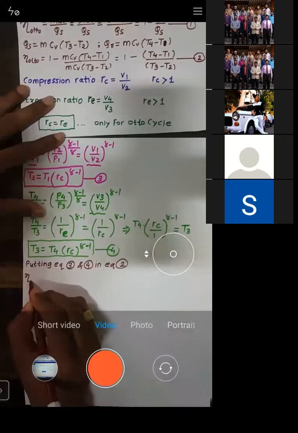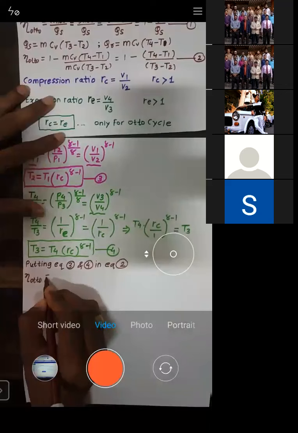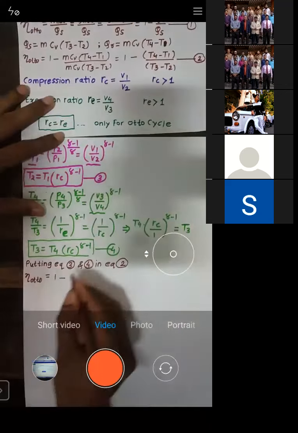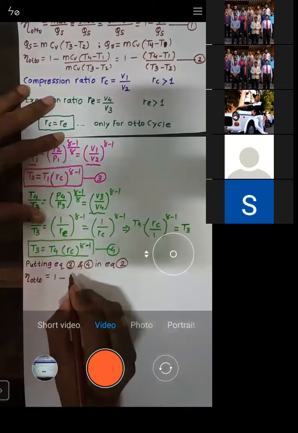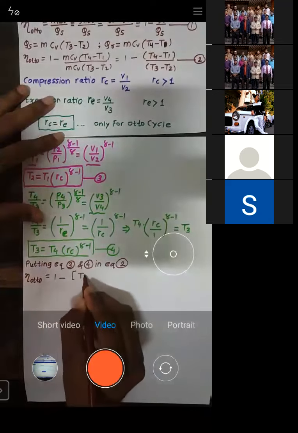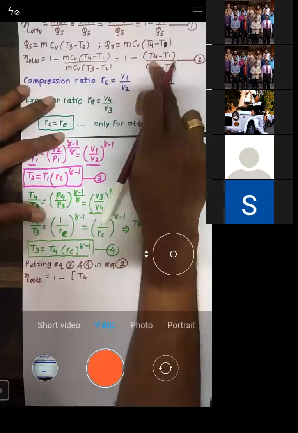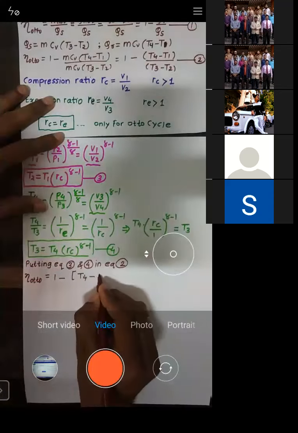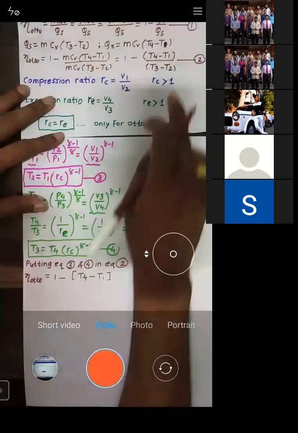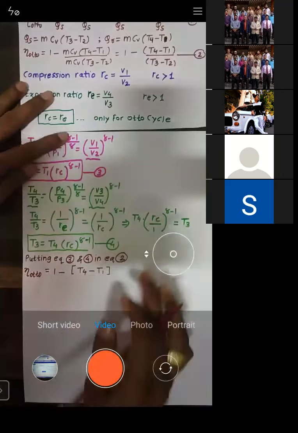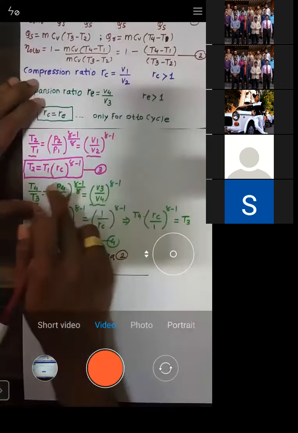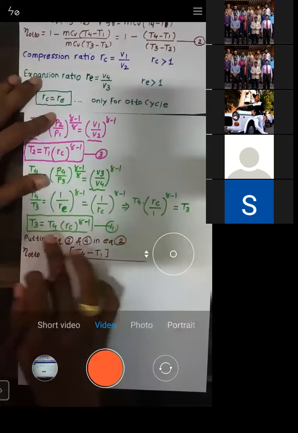So what efficiency of Otto cycle will I get? Efficiency of Otto cycle is given by, see this, 1 minus T4 minus T1, divided by, what is T3 we got? I just wrote the numerator terms as it is, T4 minus T1 as it is. T3 we got as this value, right?